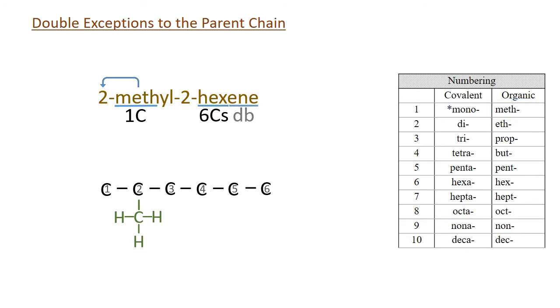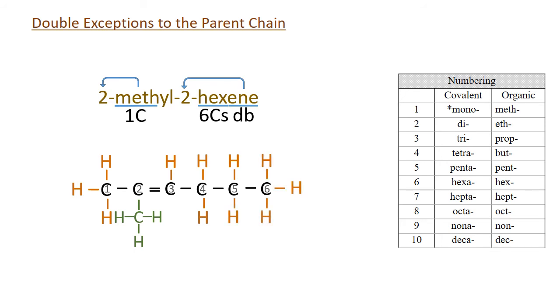I also have ene, which means double bond, and that's going to also go on the second carbon. So after the second carbon, I will place in a double bond. Then I will add hydrogens to each carbon so that each carbon is making a total of 4 bonds. And that's 2-methyl-2-hexene.